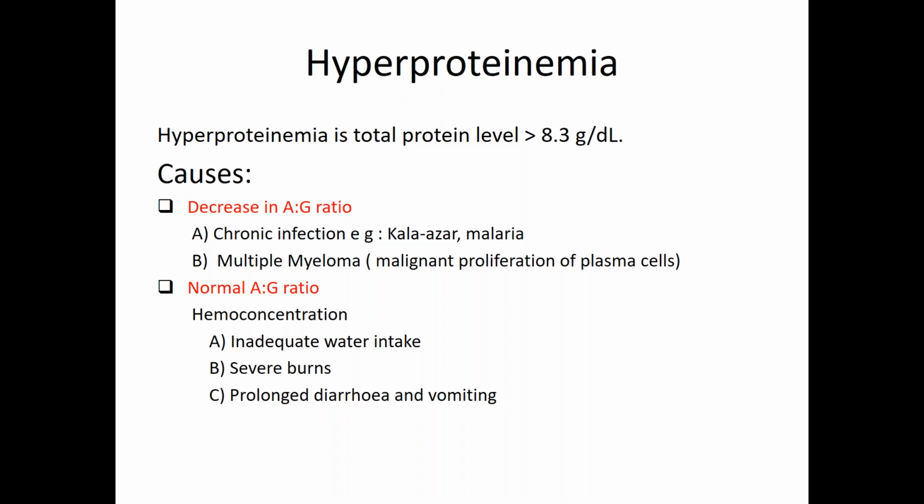Normal AZ ratio hyperproteinemia is due to hemoconcentration of the blood due to inadequate water intake, and due to severe burns or prolonged diarrhea and vomiting. In this condition, there will be hemoconcentration of the blood. So this is the false hyperproteinemia. Hyperproteinemia with normal AZ ratio is the false hyperproteinemia.